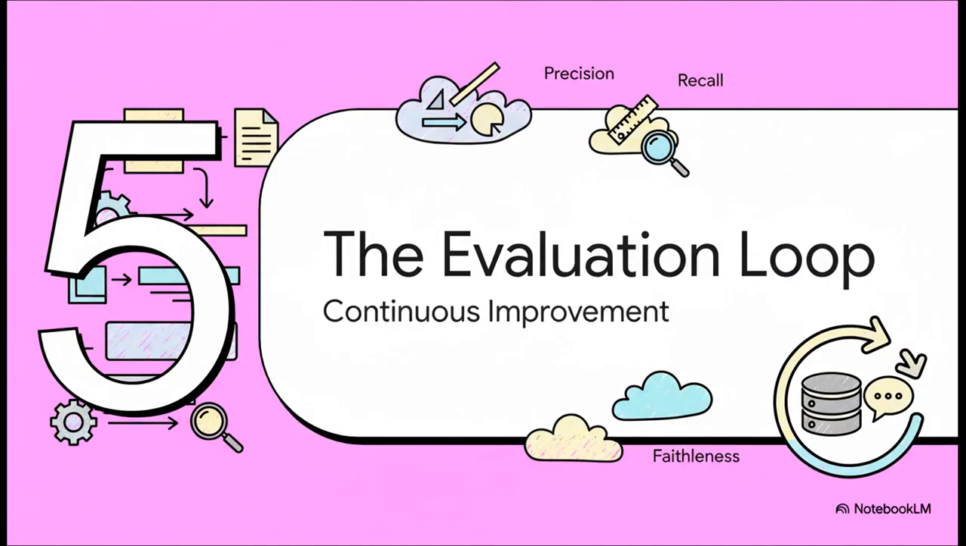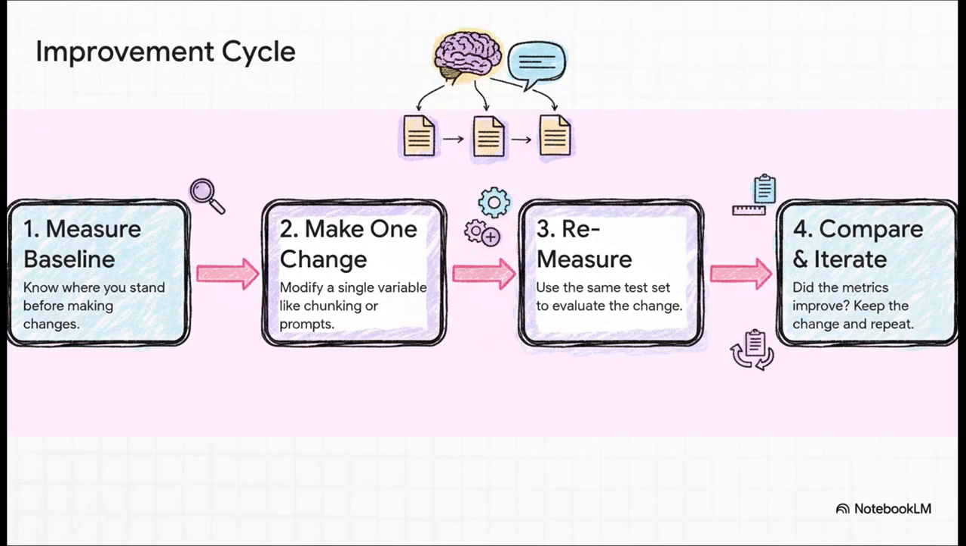And that brings us to what is maybe the single most important idea in this entire process. Evaluation isn't something you do once and then you're done. No, it's the engine that powers a continuous loop of improvement. You measure, you improve, you measure again. Here's how the cycle works.